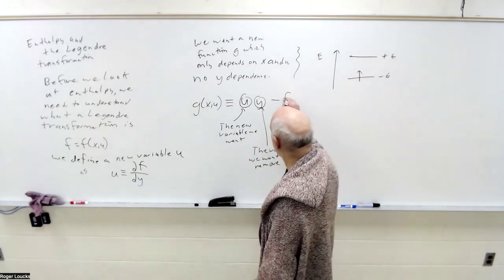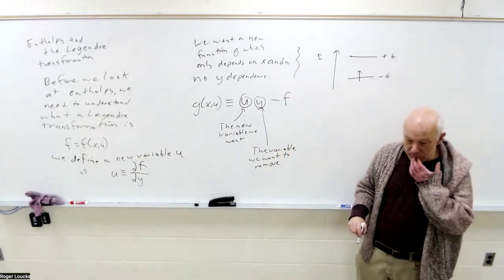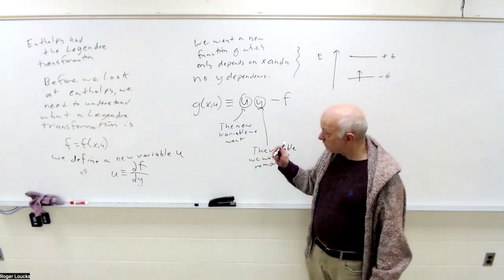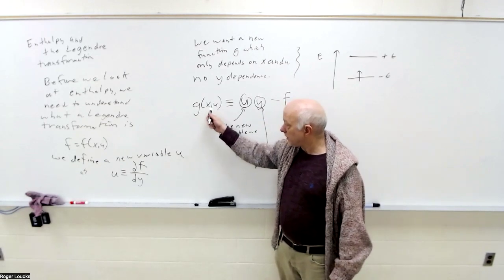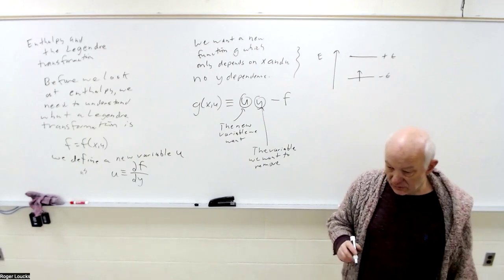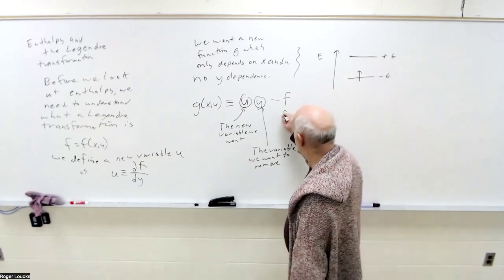Okay, then we're going to subtract the original. The claim is that this is going to give a function. So the claim is that this g here will only depend on x and u. This is called a Legendre transformation.